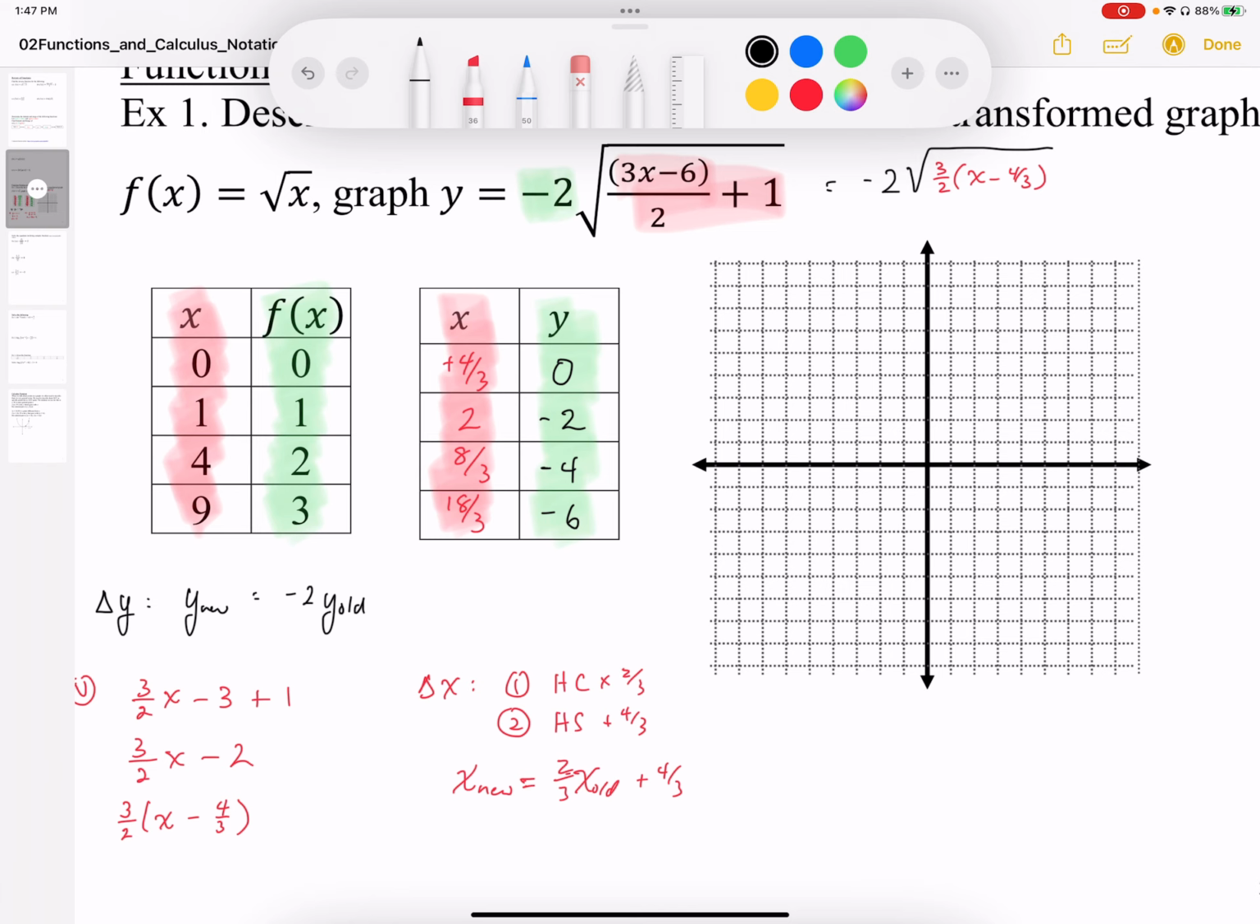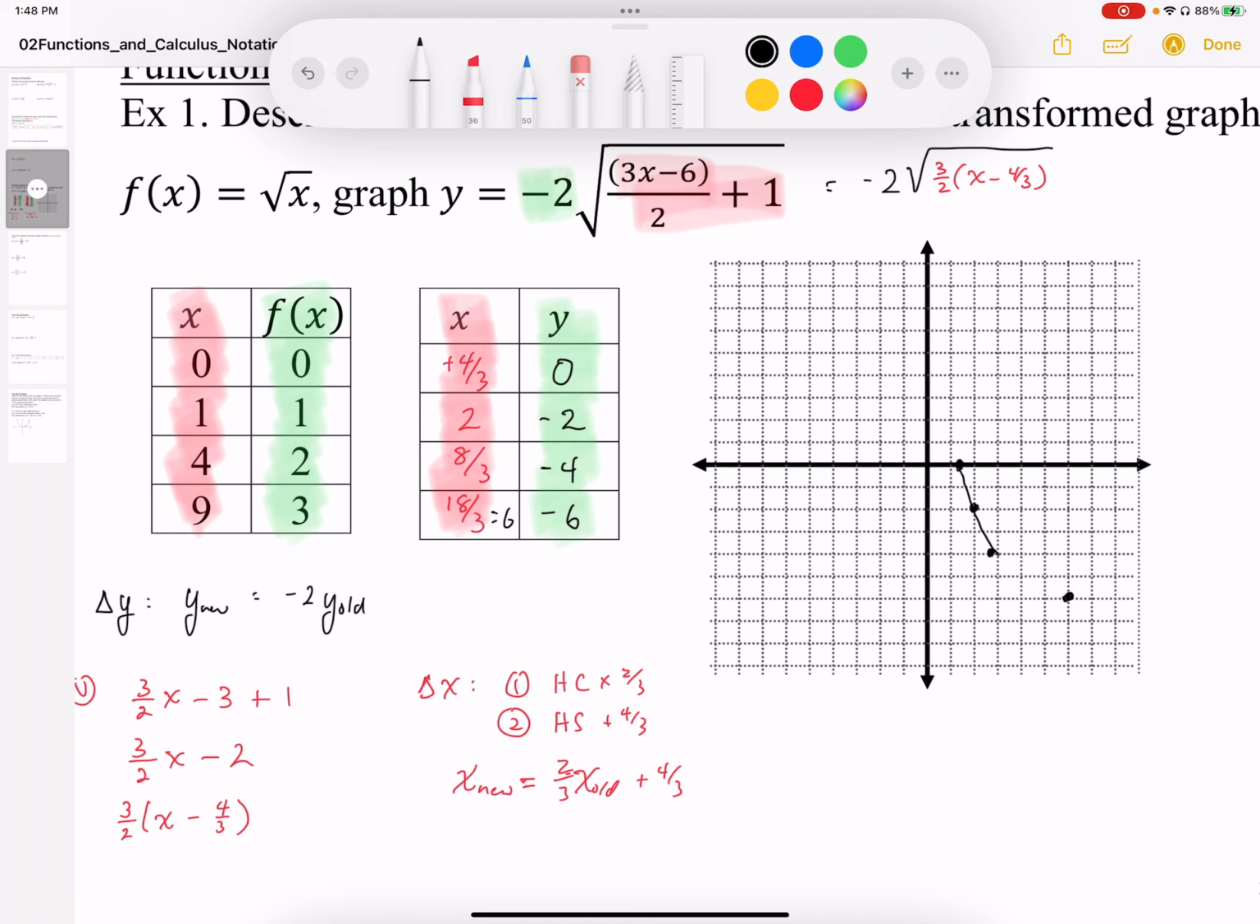When I plug them in, it's going to be 4/3, 0, 2, -2, 8/3, which is about 2 and a bit, and -4, so maybe something around there. 18 over 3 is going to be the same as 6. I should really rewrite that as 6. That's going to be equal to 6. So 6 over, 6 down. Okay, so there's my coordinate there.